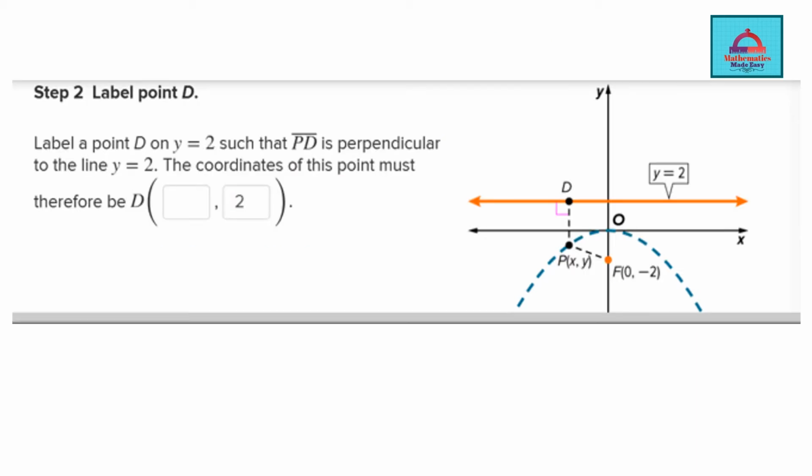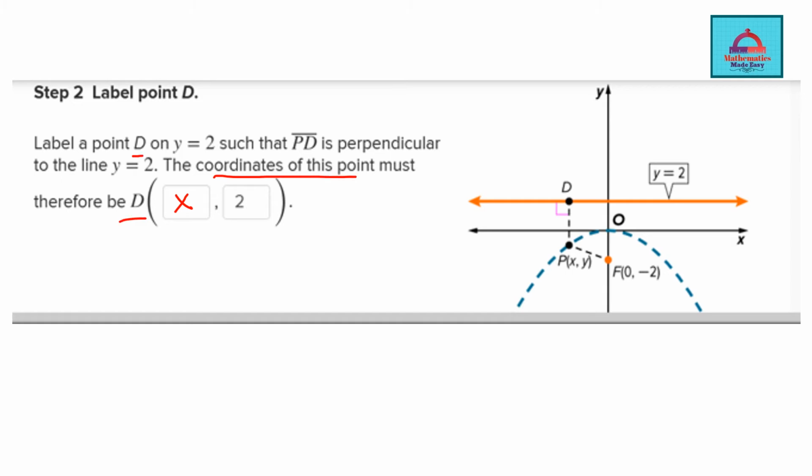In step 2, we are going to take the point D, which is going to be on the directrix. Let's see what the coordinates will be. This is how we have marked on the orange directrix the point D, and the equation of the directrix is y equal to 2. So definitely the y coordinate will be 2. The x coordinate can lie anywhere on this line, so let's keep it a general x here. This is the coordinate of the point D.